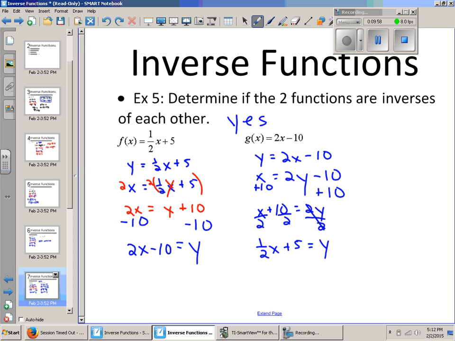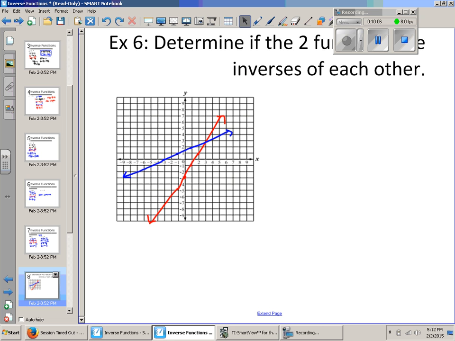Again, we could check these by putting f of x into y1 and g of x into y2 and finding our ordered pairs. So now we're given a graph, we're not given any equations, so we want to see if these two functions are inverses. So I'm going to take a couple points or ordered pairs off of the red graph. So I see here that I have an ordered pair of 0, -3. And I also have an ordered pair of 2, 1.